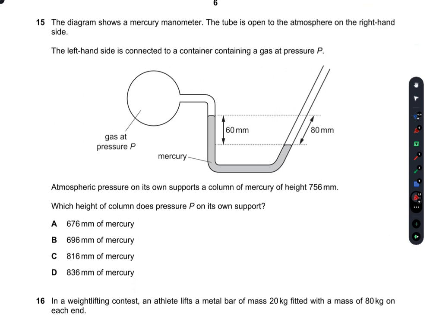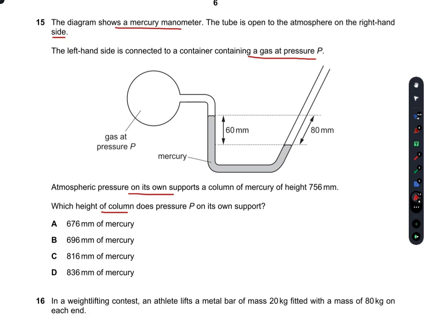The diagram shows a mercury manometer. The tube is open to the atmosphere on the right hand side. The left hand side is connected to a container containing a gas at pressure P. Atmospheric pressure on its own supports a column of mercury of height 756 mm. Which height of column does pressure P on its own support?